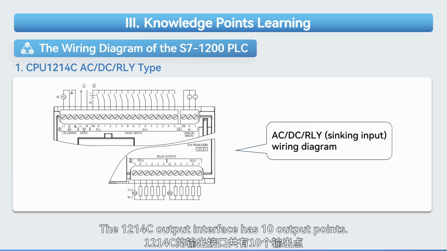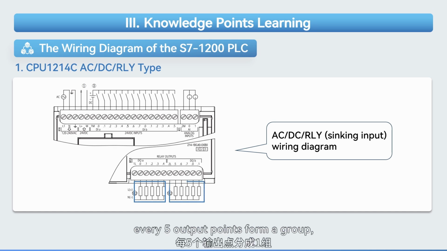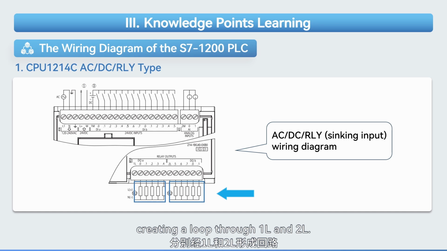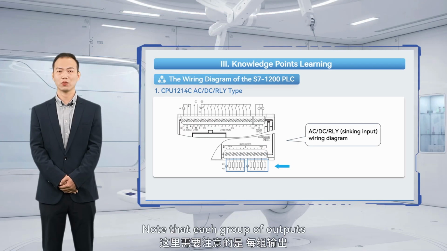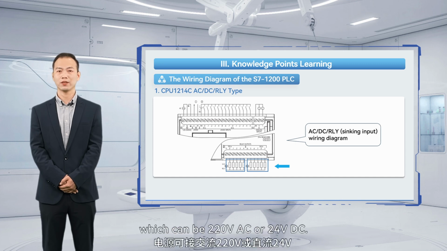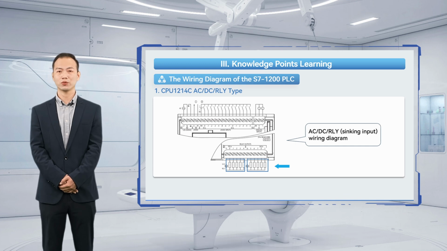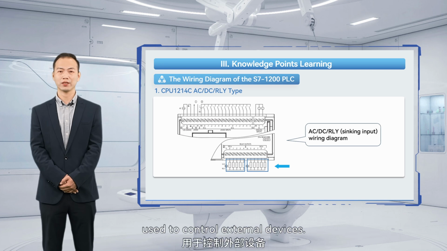The 1214C output interface has 10 output points. Since this model has relay outputs, every 5 output points form a group, creating a loop through 1L and 2L. Note that each group of outputs requires an independent external power supply to power the load, which can be 220 volts AC or 24 volts DC. Loads are usually relays or contactors used to control external devices.